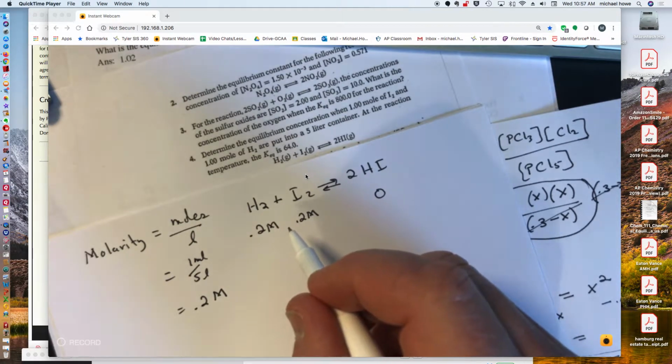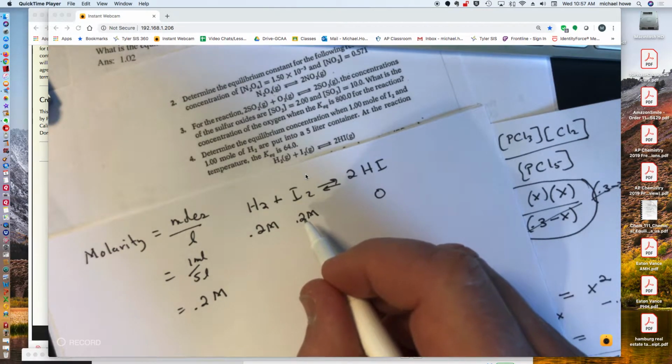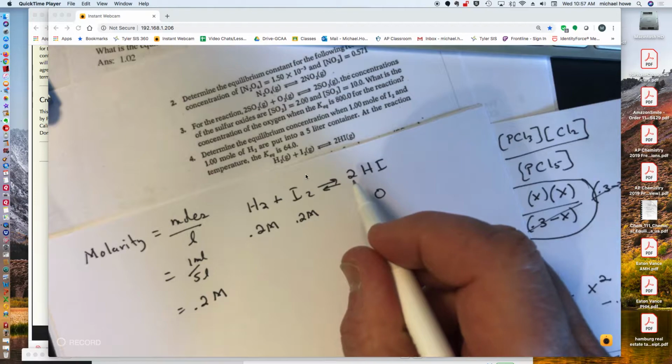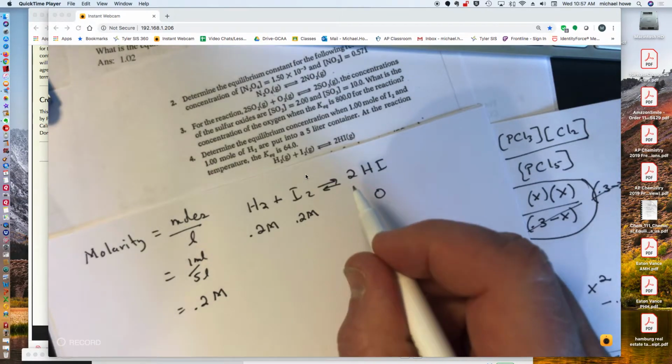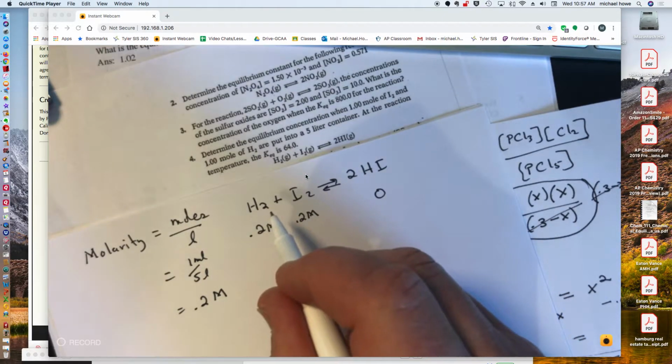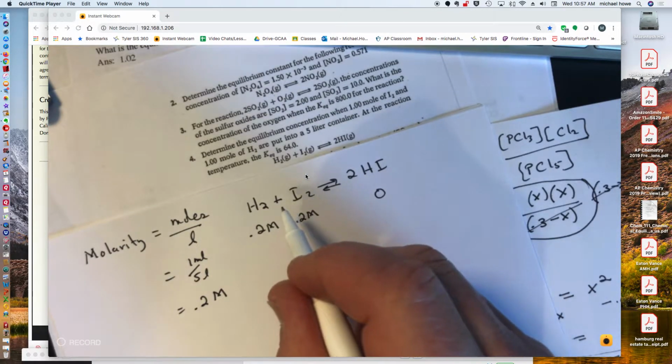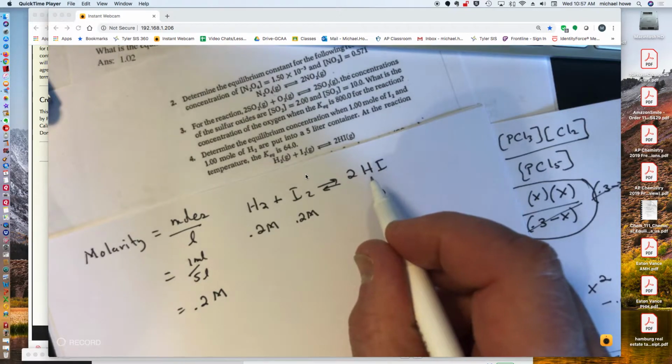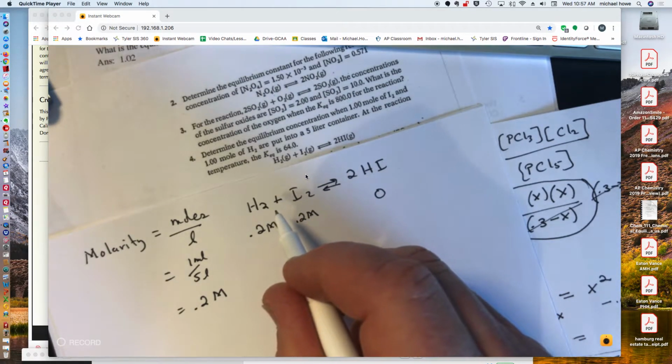If it was not equilibrium, we would assume that if 0.2 of this reacts, we'd get 0.4 of that, and we'd be finished. But we're not going to have a complete 0.4 because some of this reacts and goes back to that. That's what makes an equilibrium problem: the reactants turn into products, and then, before the reaction is complete, the products react and go back to the reactants.